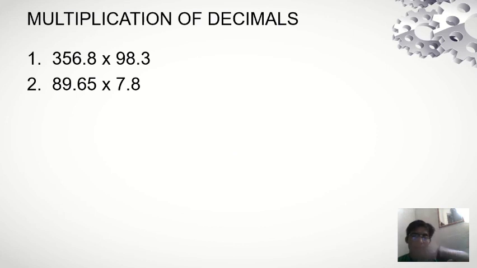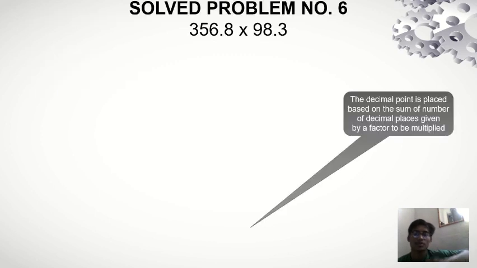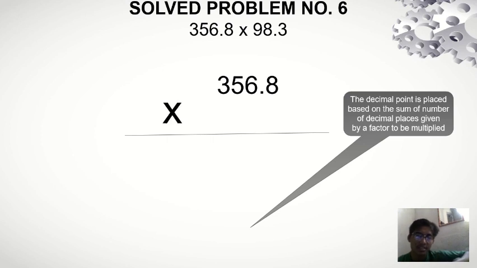Binabasa natin siya by its word. No? Hindi natin siya sinushortcut. So now, let us proceed in multiplication of decimals. So I already forgot this. So we have 356.8 or 356 and 8 tenths times 9.3.